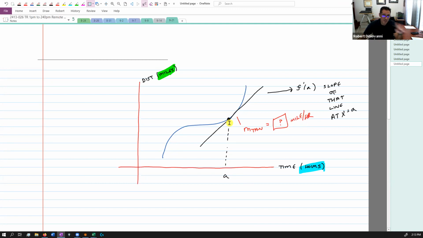I started class with this idea, didn't I? Like the idea of, can you actually talk about the speed of something at an instant? We actually have a way of doing this now. Just kind of making sense?